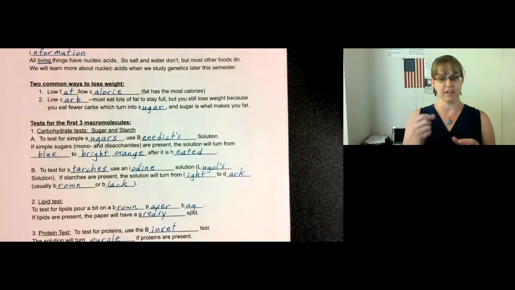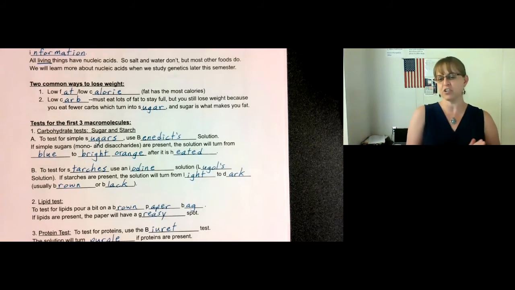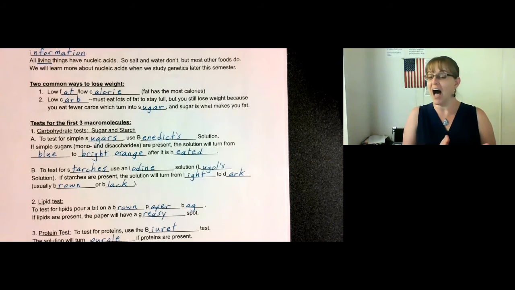So what you do, you put the food in the Benedict solution, which is blue, and then you heat it. And if it turns bright orange, then yes, there's sugar, simple sugars in that food. But if the solution stays blue after you heat it, then there are no simple sugars. Now, in between blue and orange, there's a few other colors. If it turns green, then there's a tiny bit of sugar. If it turns yellow, there's a little more sugar. And if it turns orange, then there's lots of simple sugars.